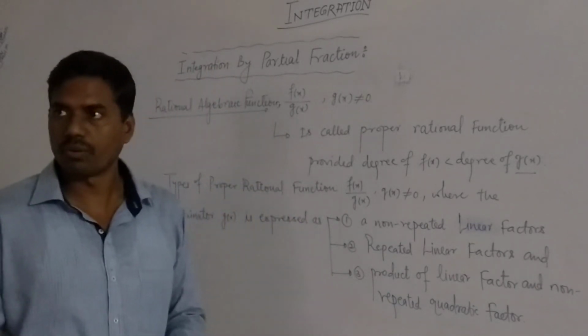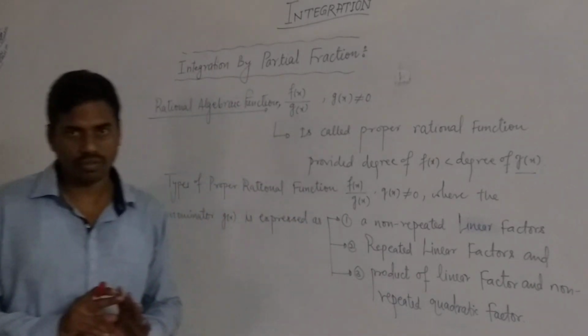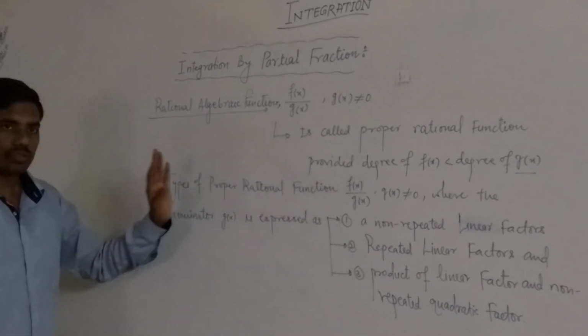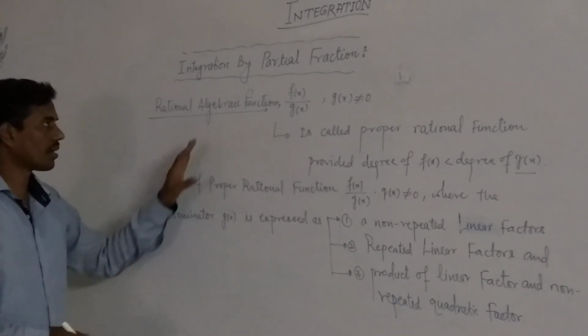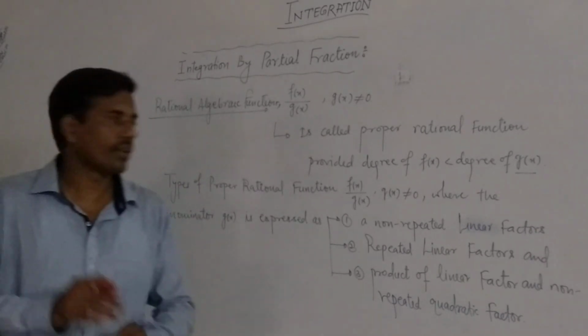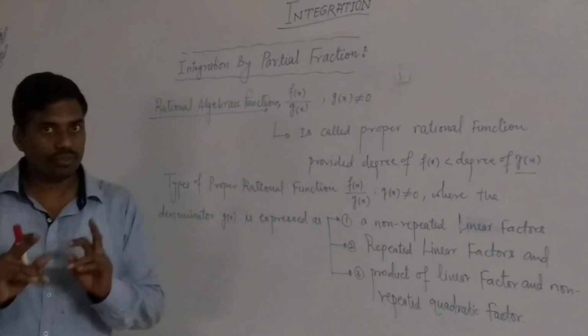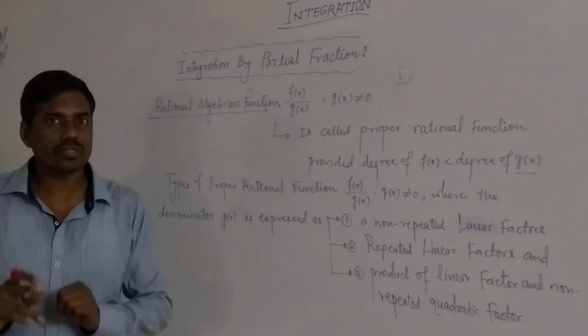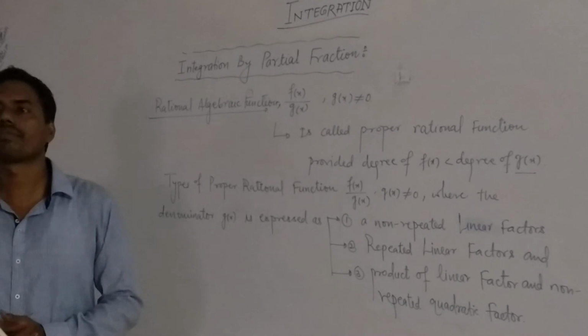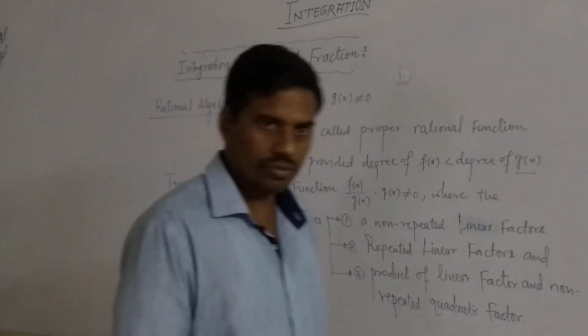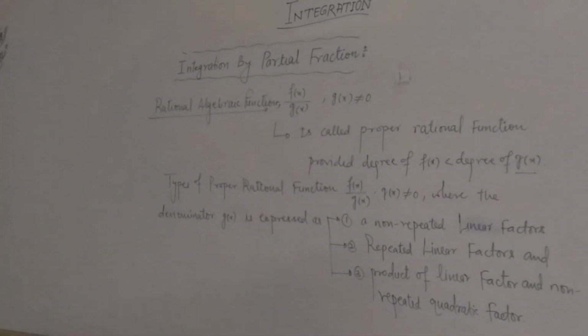Okay, clear? Read out: non-repeated linear factors, repeated linear factors, and the product of a linear factor and a non-repeated quadratic factor. Okay, clear. So in this point we have learned what a proper rational function is and the types of proper rational function. Students, please make a note.